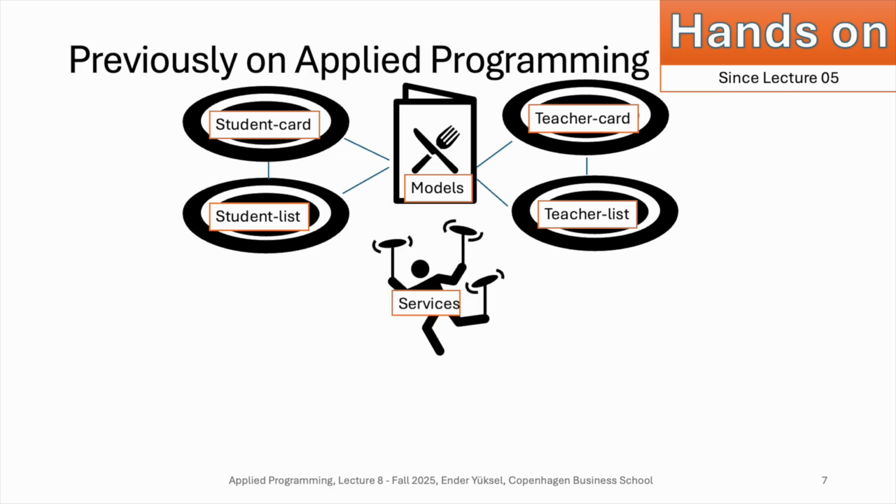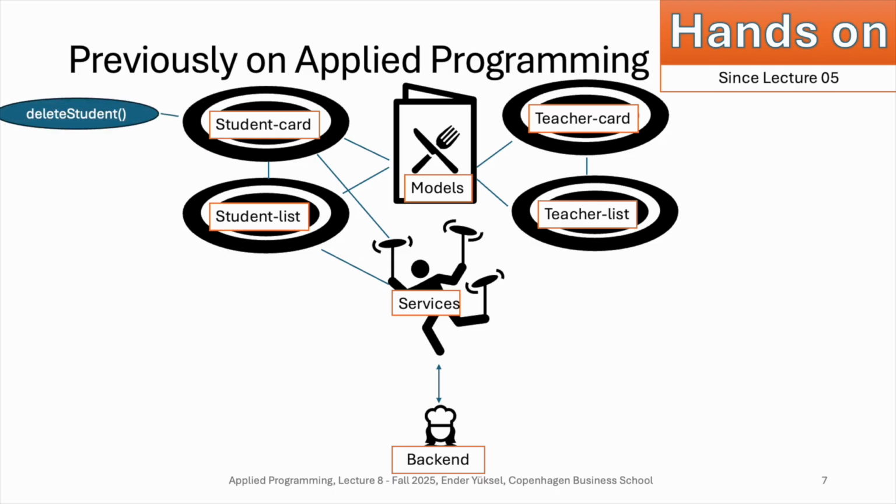Then in lecture 6, we added services. We first created a student service, and this was actually the thing that was making the API calls. We made student list and student card use the student service, and we implemented delete functionality on student card. I forgot to mention, the backend can be seen as the kitchen of the restaurant, and as I said, services are making the API calls to the backend.